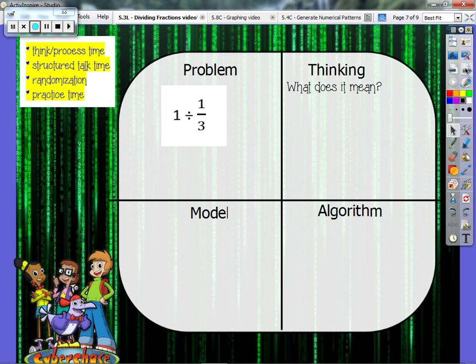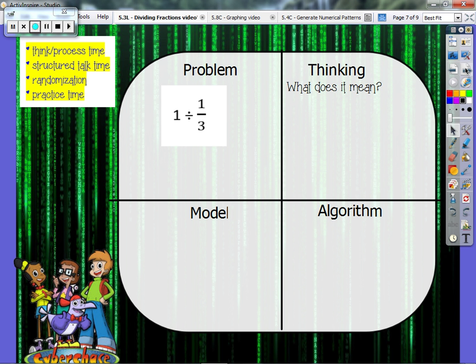Okay, and in the classroom, you would give the students enough time to solve this problem. Because we're doing this as a training, and I don't necessarily have students in the classroom, I'm going to go ahead and go through the steps of what I would do.